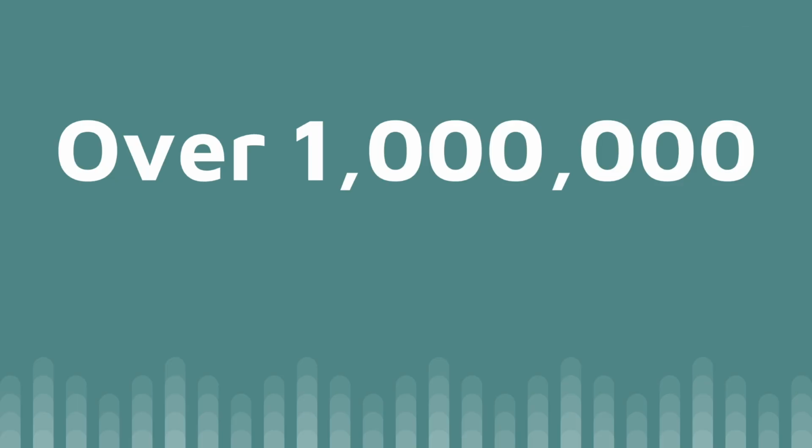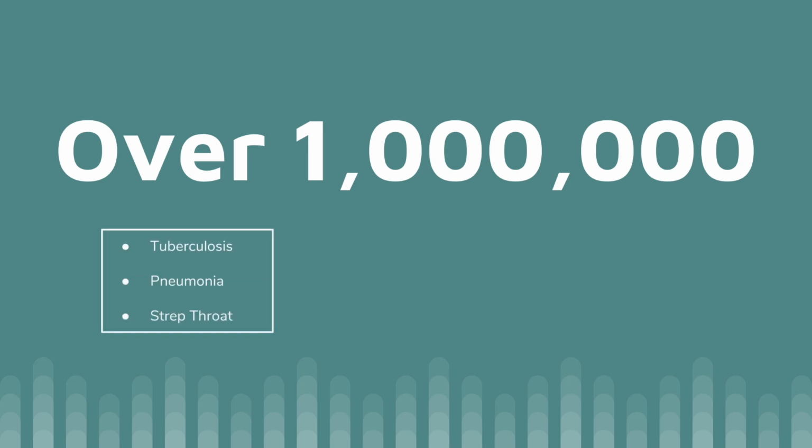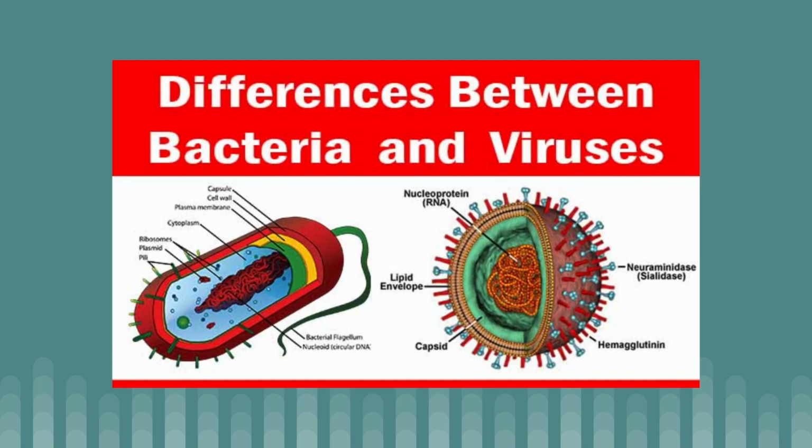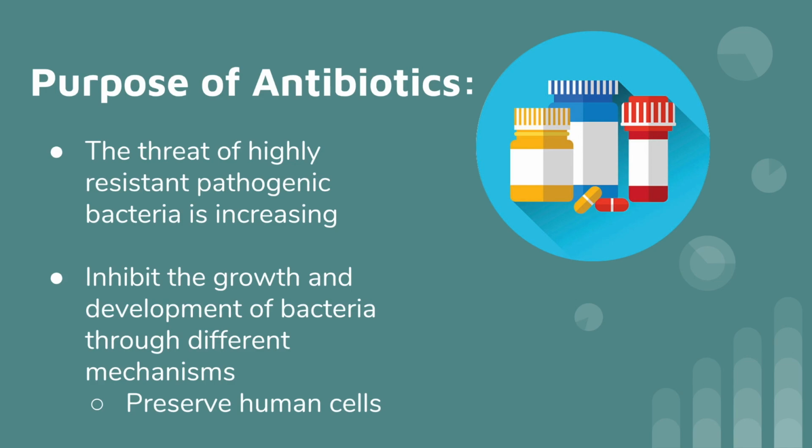So, over 1 million people per year suffer from tuberculosis, pneumonia, and strep throat, all of which can be treated by antibiotics. Antibiotics target bacteria instead of viruses because antibiotics have methods that target specific bacterial mechanisms and components like the peptidoglycan cell wall, something that viruses do not have. Antibiotics are needed because the threat of highly resistant pathogenic bacteria is increasing. Antibiotics inhibit the growth and development of bacteria through different mechanisms while preserving human cells. By understanding the chemical structure and molecular function of specific antibiotics in the penicillin group, we can further antibiotic research.